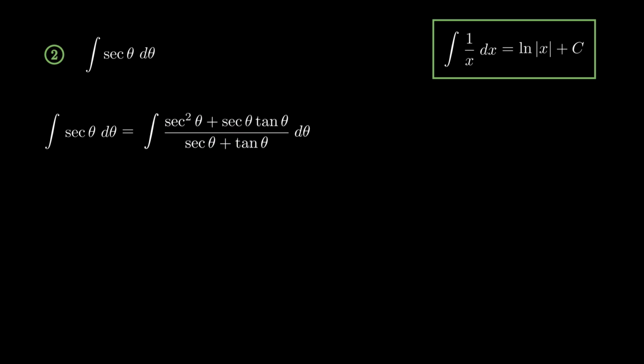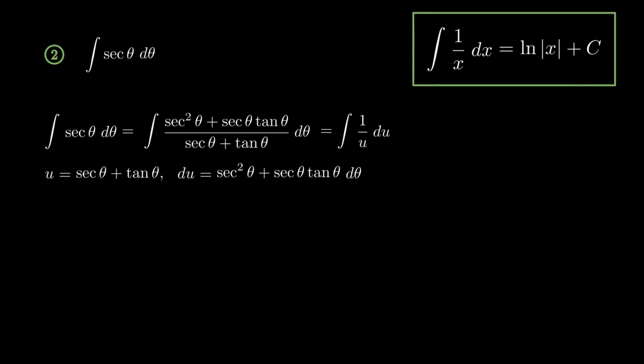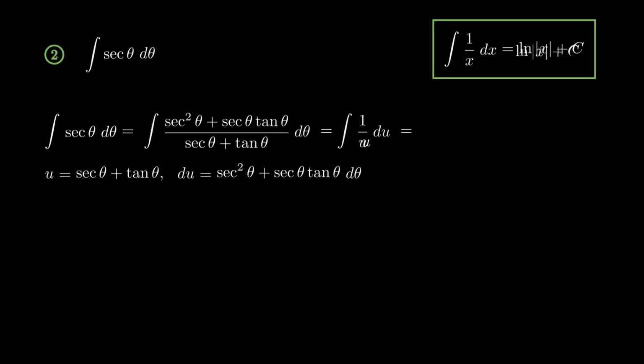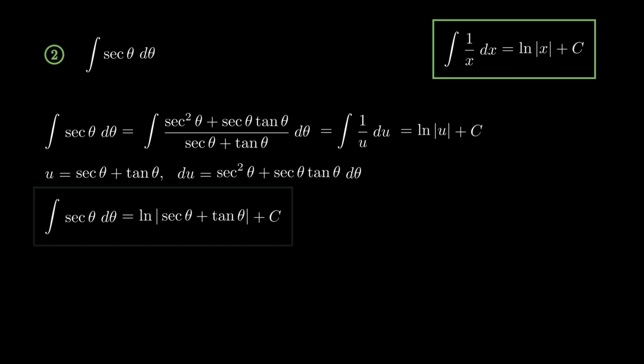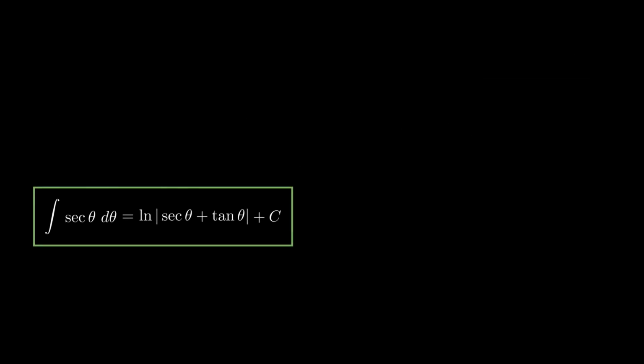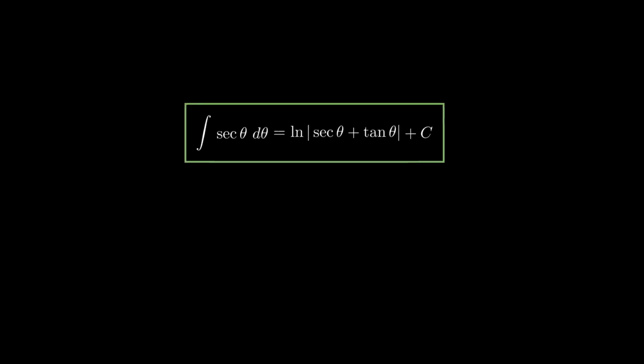By doing so, it's possible to apply the method of variable substitution, with u equals to secant of theta plus tangent of theta, and du equals to secant squared of theta plus secant of theta times tangent of theta, d theta. The integral of secant of theta, d theta, becomes the integral of 1 over u, du. Use the result from the previous step to return to the original variable, which is equal to the log of the modulus of secant of theta plus tangent of theta, plus a constant c.